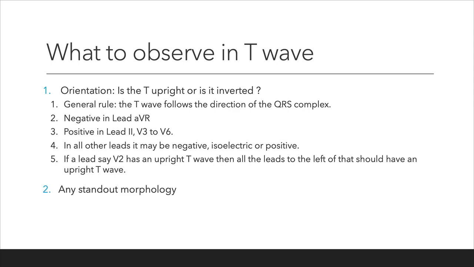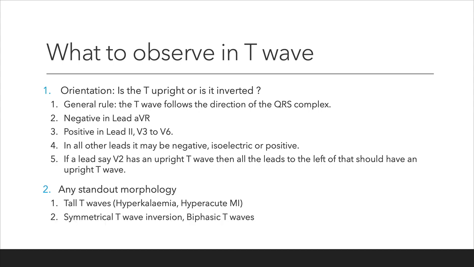Then we look for any standout morphology in the T wave. Tall T waves, for example, are seen in hyperkalemia and in hyperacute MI. You could have a symmetrical T wave inversion or biphasic T waves, which could be seen in acute coronary syndromes.